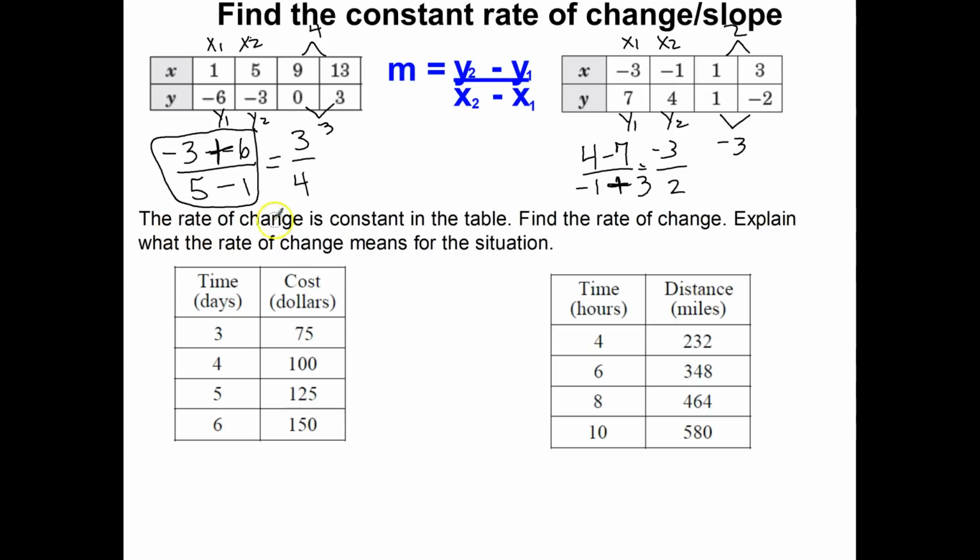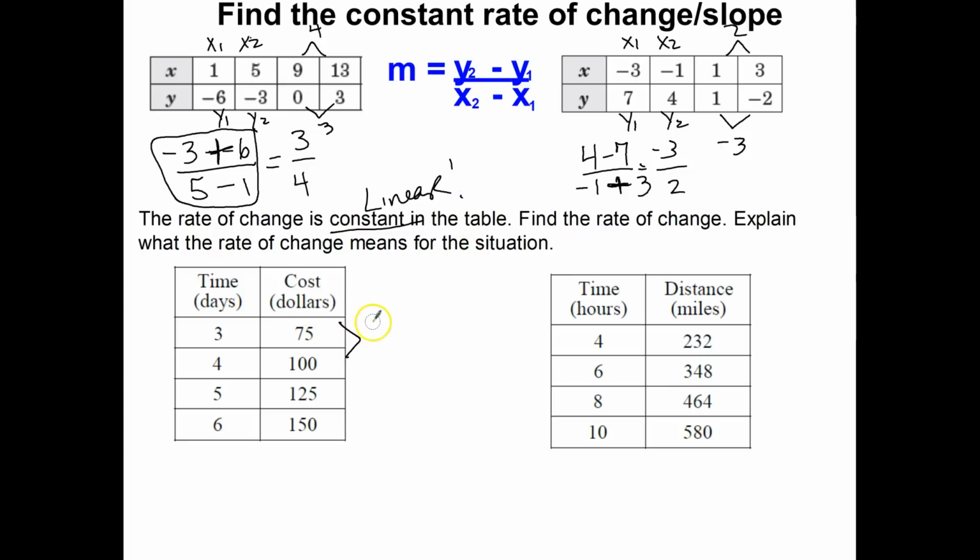Okay? Find the rate of change. The rate of change is constant in the table. Find the rate of change. Explain what the rate of change means in the situation. It's constant. Hey, it's linear. Constant means linear. It is linear. Okay? So, I'm not going to pull out the ordered pairs.